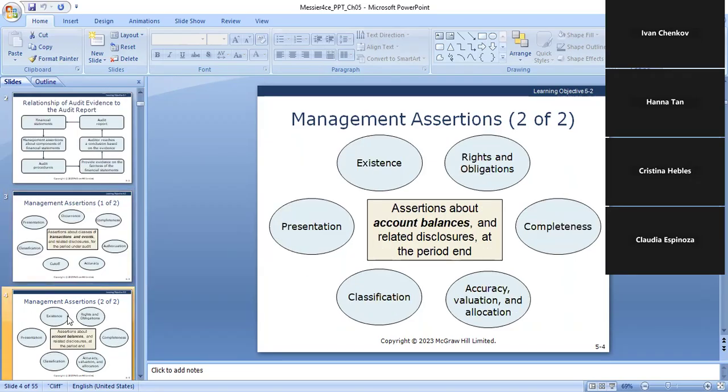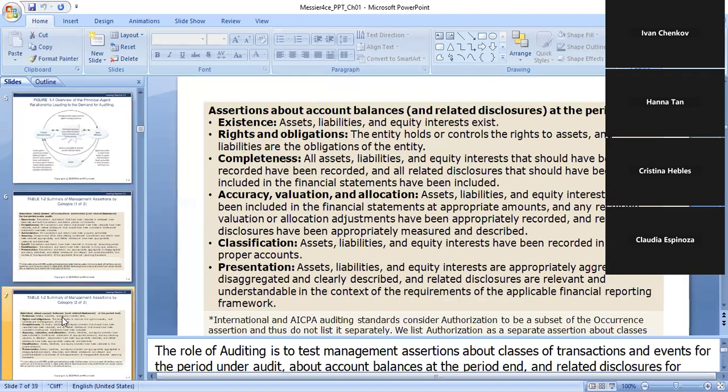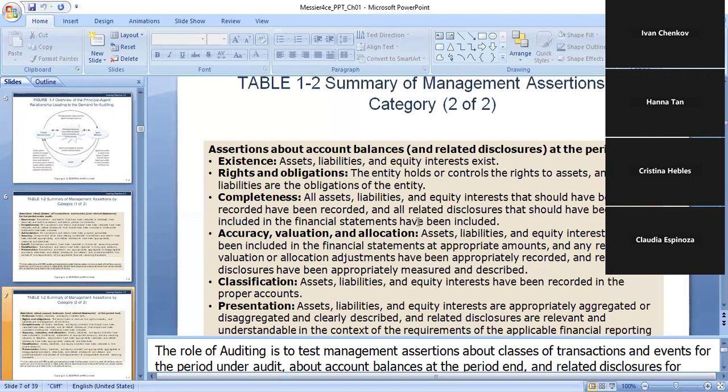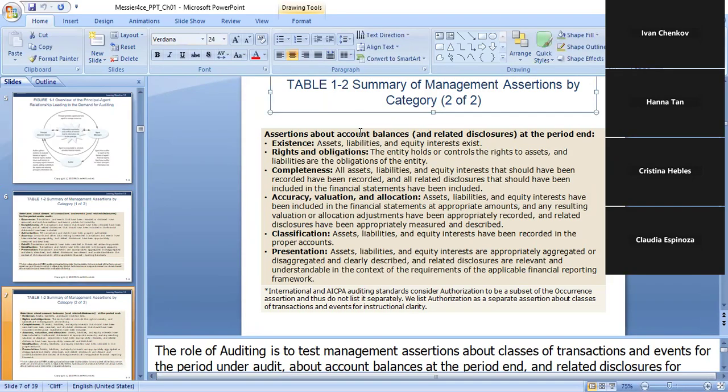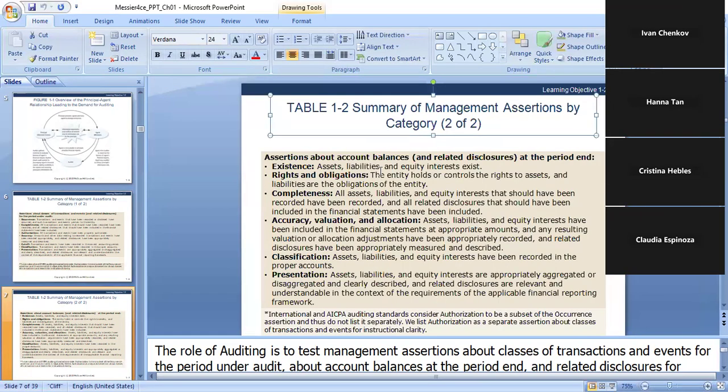Then we're going to have, again, management assertions on the account balances. On the account balances, we have to go back to chapter 1 and see the next slide on chapter 1. That's why I told you that chapter 1 was kind of powerful. So in here, we have the management's assertions on the account balances and related disclosure.